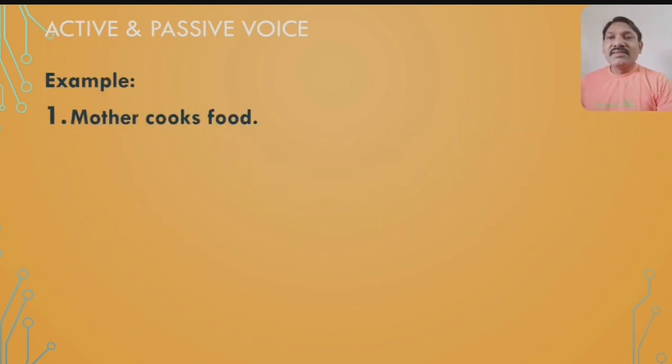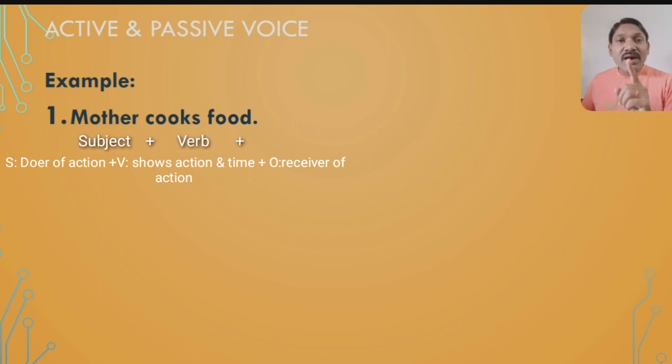See students, the first example is: mother cooks food. Students, just now I have told you the structure of the English sentence is most probably subject, then verb, and then most probably an object. Okay, so what do we mean by subject? Students, the doer of the action is called the subject, or the thing about which we receive information is called the subject.